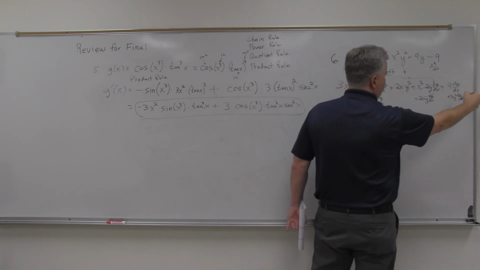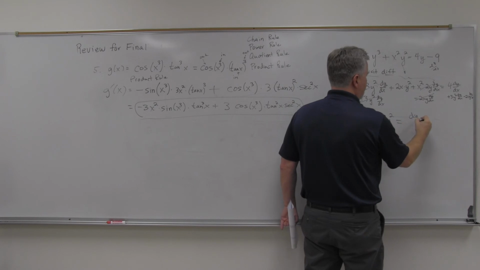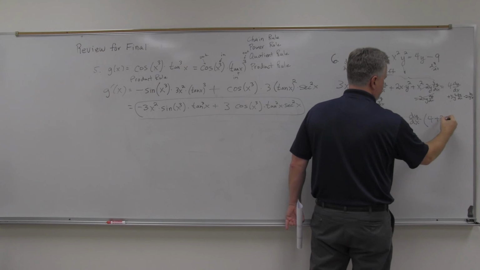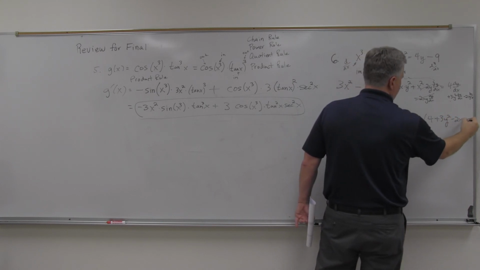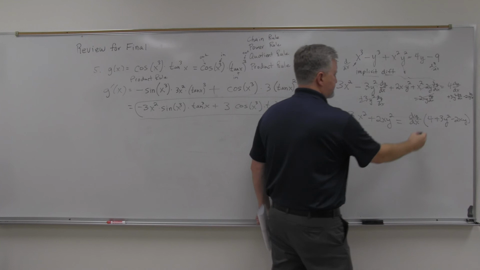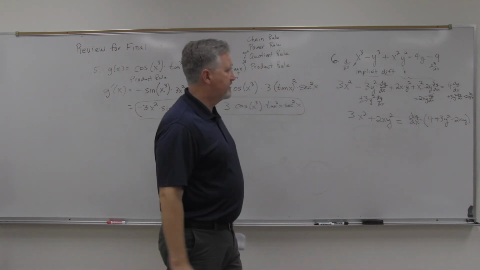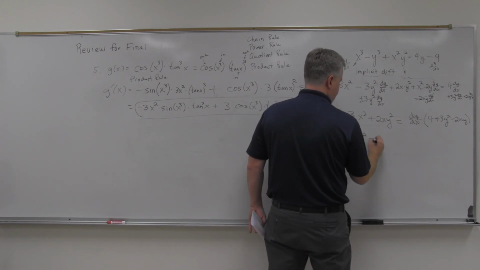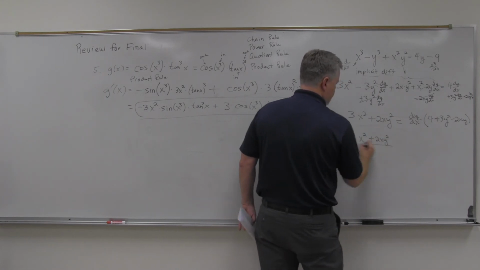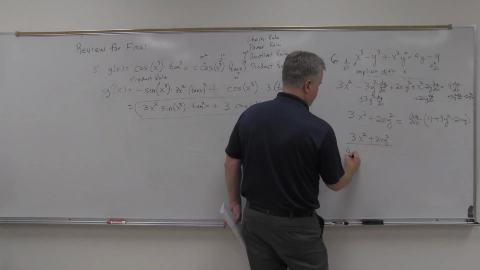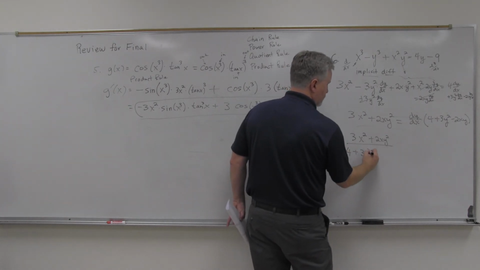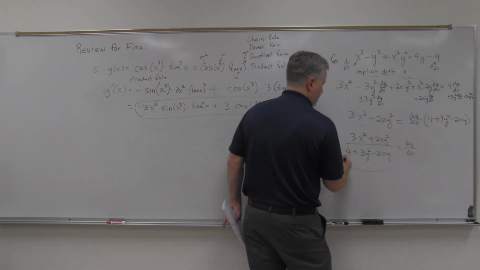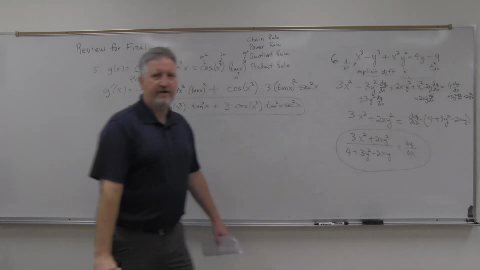Now on this side we've got all the dy over dx terms, so I can factor out the dy over dx, and it's 4 plus 3y squared minus 2xy. And now since that's dy over dx times that expression, just divide both sides by it. And that's our dy over dx, that's our derivative of y with respect to x. All right? Sound okay?